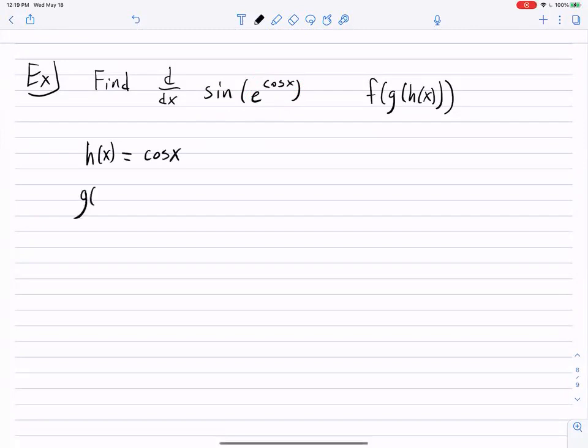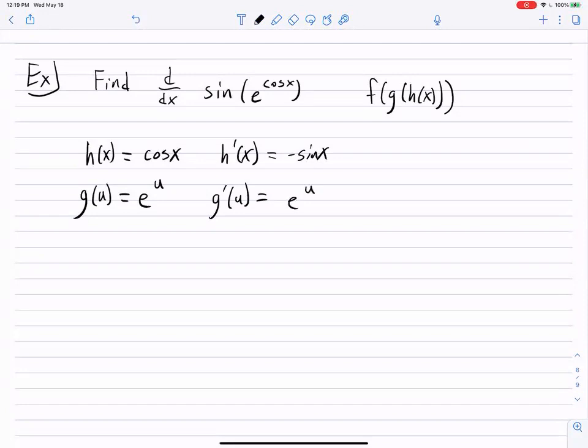G of x, or g of h of x, g of, maybe I guess I'll call it u, is going to be e to the u. H prime of x, so the derivative of h is negative sine of x. And g prime of u is just e to the u.